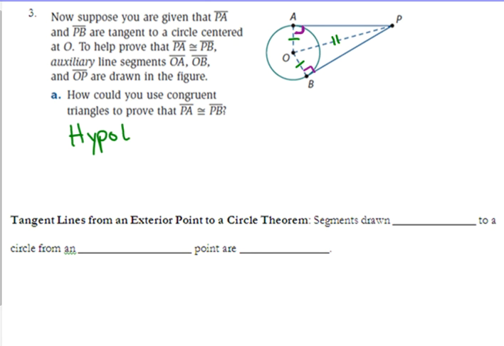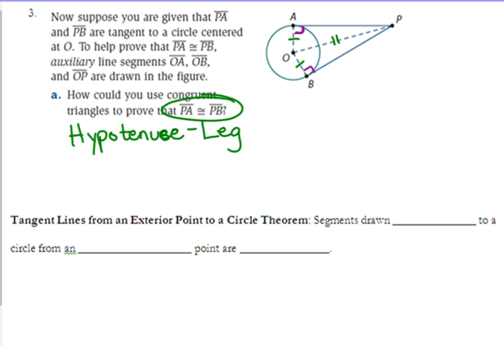So hypotenuse leg. Okay, but here's the important part. Okay, I wanted to review that. Number one, the important part is the conclusion. Segment PA is congruent to segment PB.